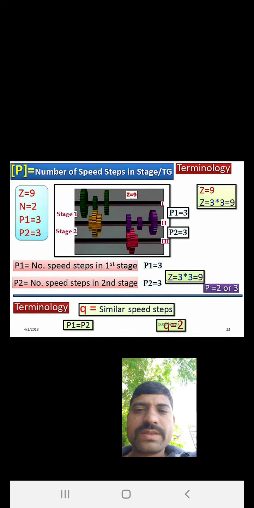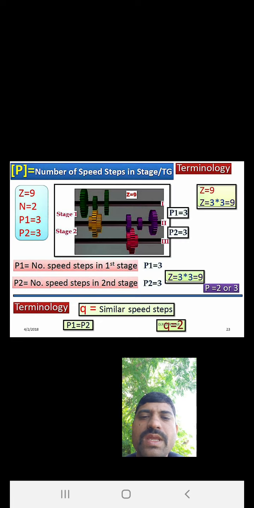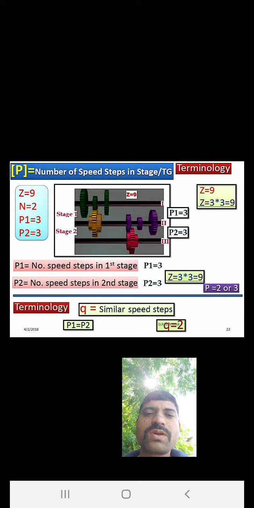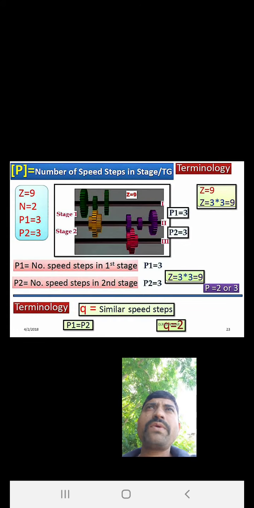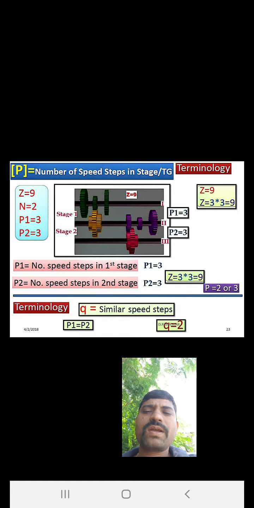See, Z is equal to 9 means how many speed steps are given? 9 steps are given. The total number of speed steps is 9. How to calculate those 9 speed steps? The value of p is either 2 or 3. You can take the value of p as either 2 or 3 only. The number of speed steps in the first stage is 2, or the number of speed steps in the first stage is 3.